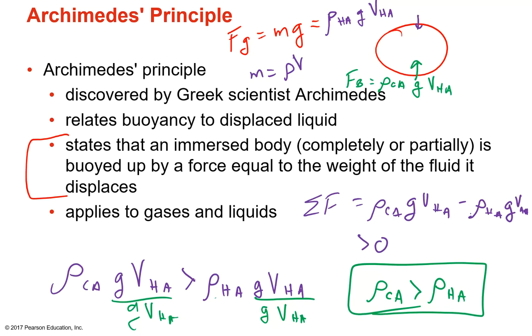Notice I've been saying every time hot air rises, because that's what's really happening. Hot air rises because it's less dense. And less dense things will float on more dense things. So if you float in water, what does that say about your density? The density of your body is lower than the density of water if you float.